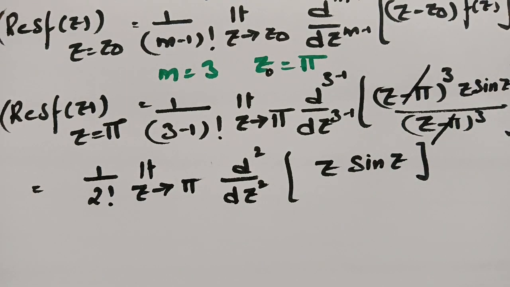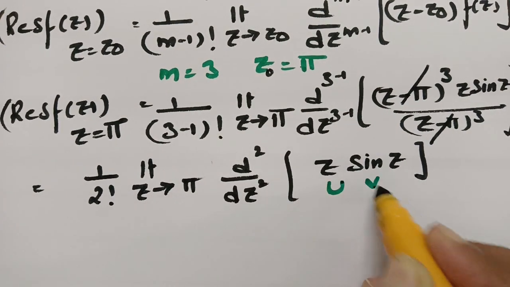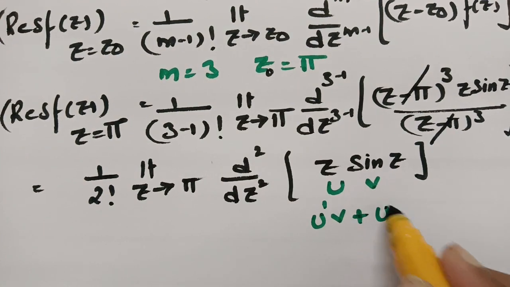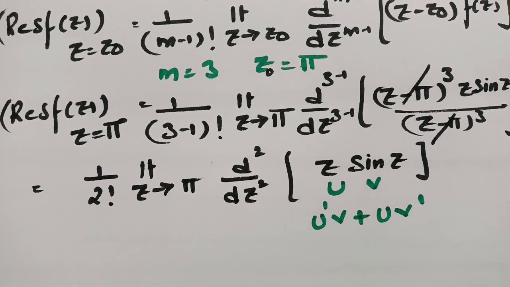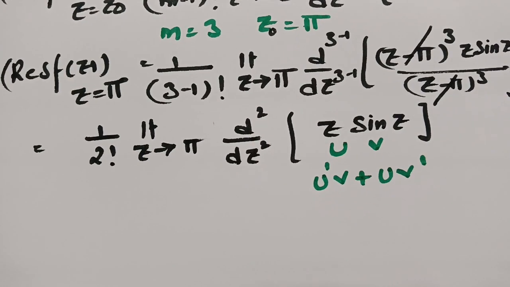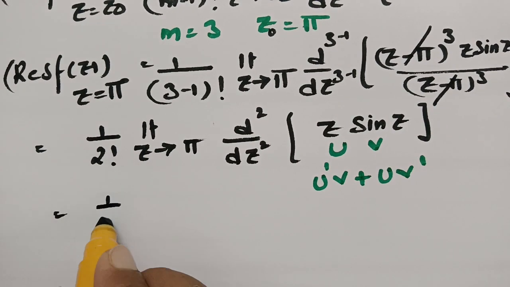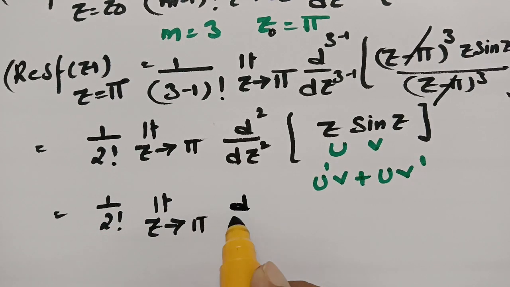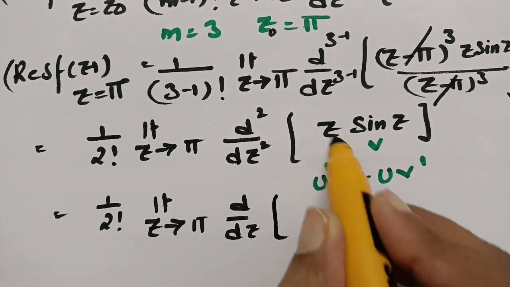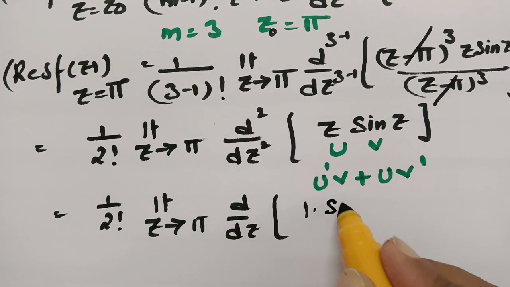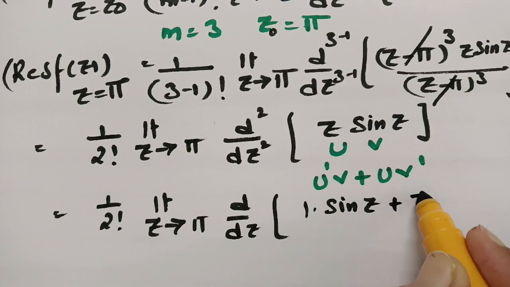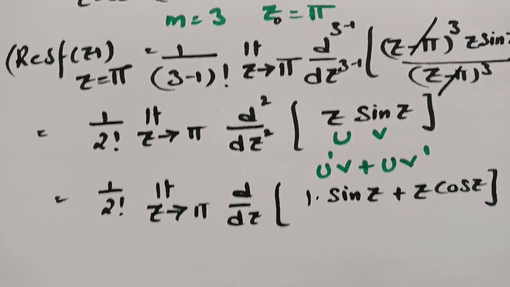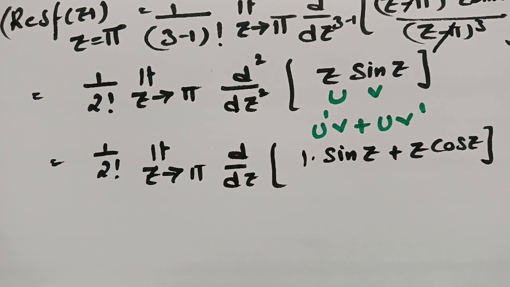So this is of the form u into v rule. This is u and this is v. For u we make the derivative and leave v, plus again we leave u and make the derivative for v. So in this formula, if I apply, this will be 1 by 2 factorial into limit z tends to pi. For one time I am making the derivative, for z this is 1 and sine z I am leaving, and next I am leaving z, and for sine z the value here is cos z. And next, again I have to make a derivative for this.